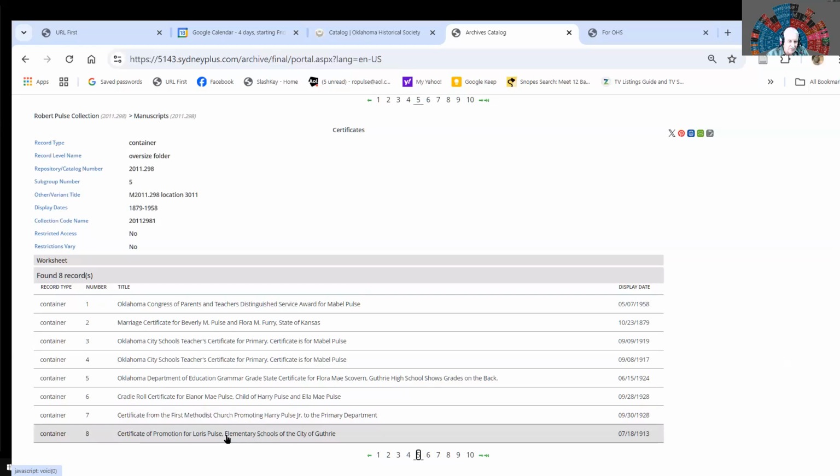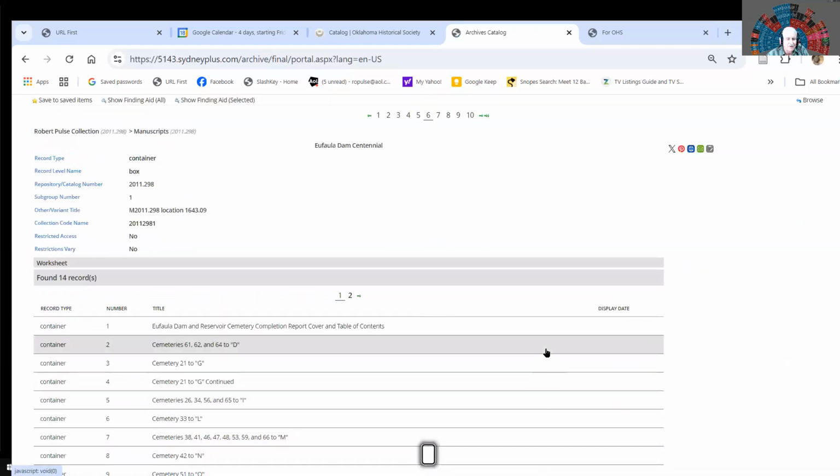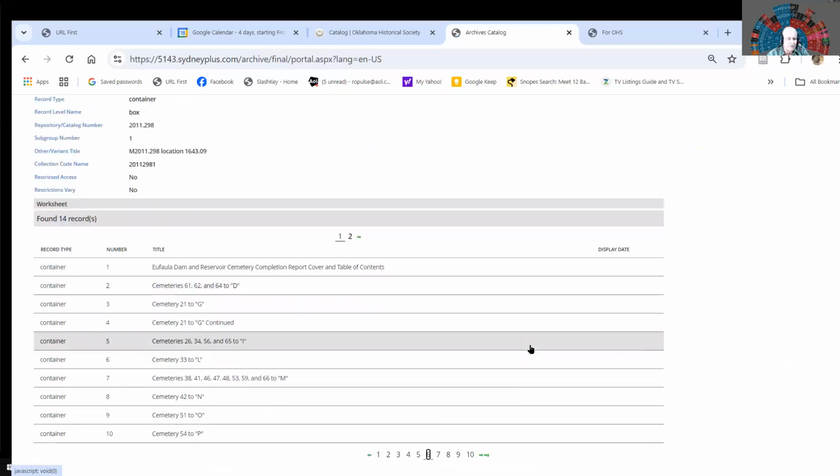And certificate of Lois Pulse, Elementary School, City of Guthrie. So she made it through the elementary school. She was actually, I think she had a teacher certificate later on. No, I don't think that's in here.